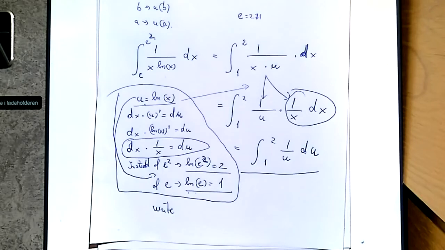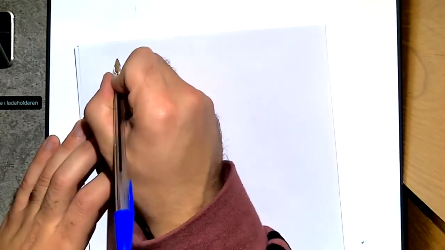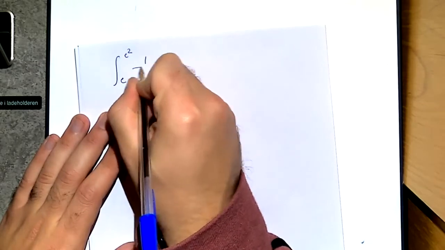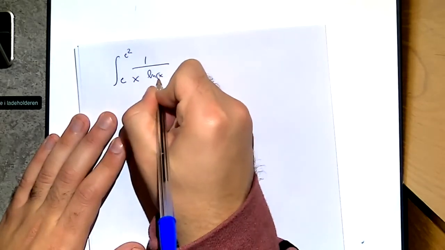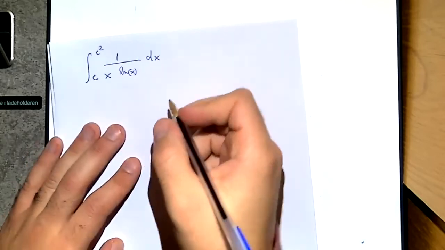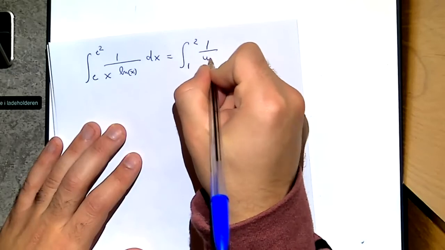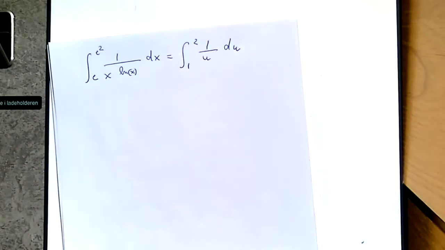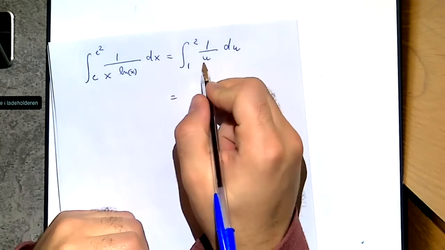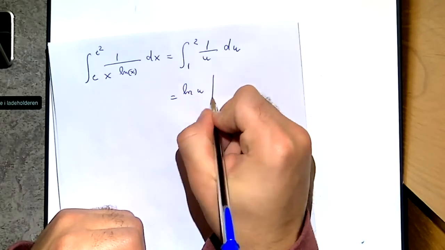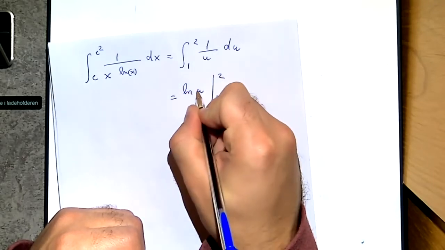Okay. So I got the integral of e to e squared, 1 over x log of x dx. And I got it's equal to the integral from 1 to 2 of 1 over u du, which we know the primitive of 1 over u is just log of u from 1 to 2.